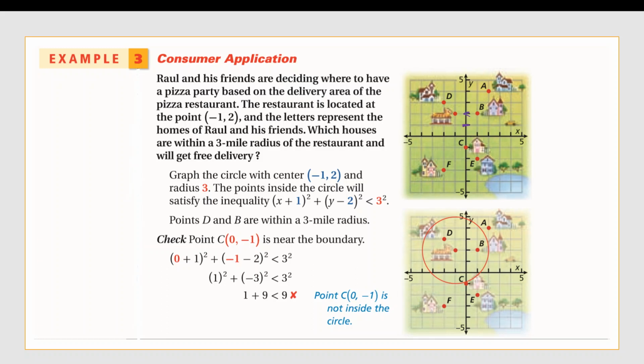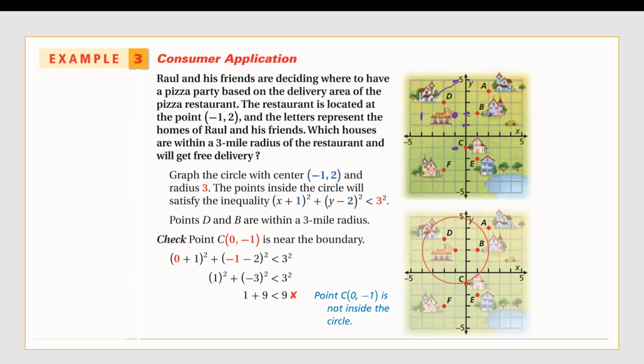All right, so first of all, we need to graph the circle with the center at -1, 2. So here's -1, 2. So here's our restaurant right here. And the radius is 3. So what you're going to do is choose 3 points just on the vertical and horizontal. 1, 2, 3 right here. And then we're going to go 1, 2, 3 right here. And 1, 2, 3 over here.